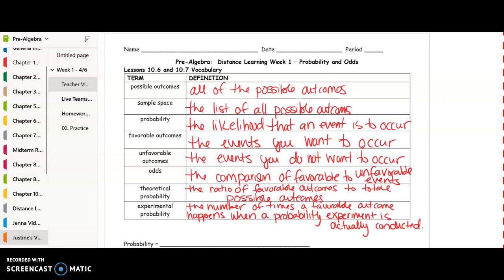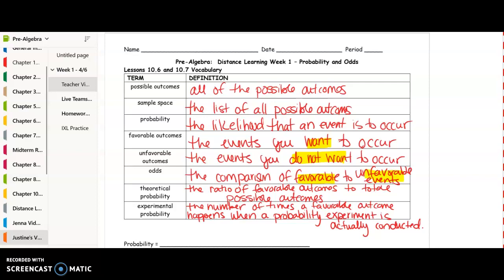Okay, so hopefully you have all your definitions copied down. Just to go through them, possible outcomes are basically all of the possible outcomes that you could have. Sample space is a list of all of those possible outcomes. Probability is the likelihood that an event is to occur. Favorable outcomes are the events that you want to occur, and unfavorable outcomes are the events that you do not want to occur. Odds are basically the comparison of favorable to unfavorable.